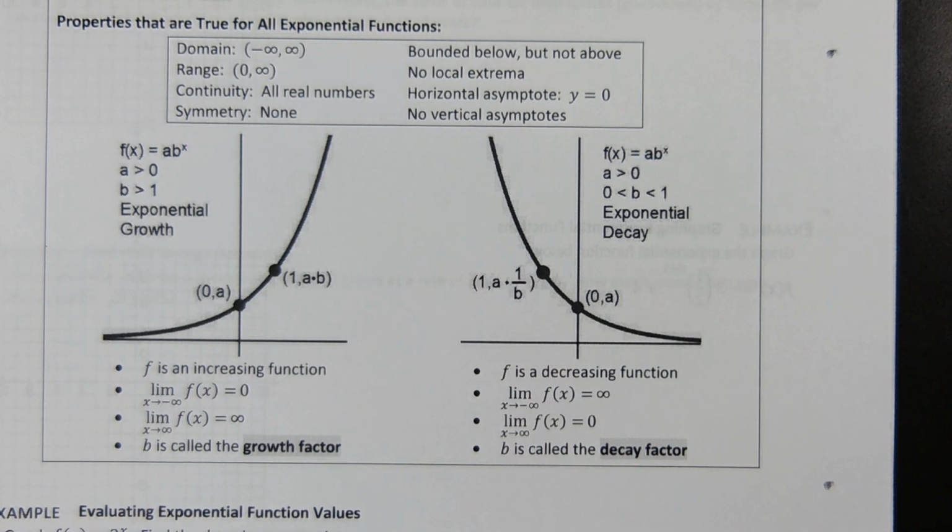First and foremost, most important, domain. Domain is all real numbers. Because remember, b is positive. You can raise a positive number to any power you want. You will always get a positive result.